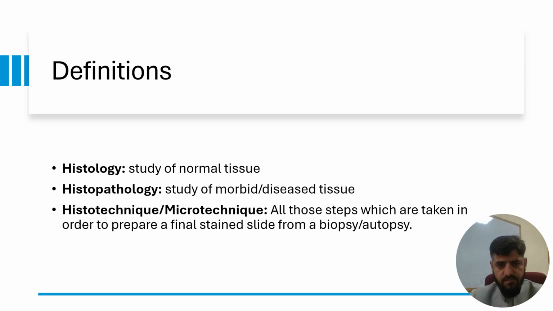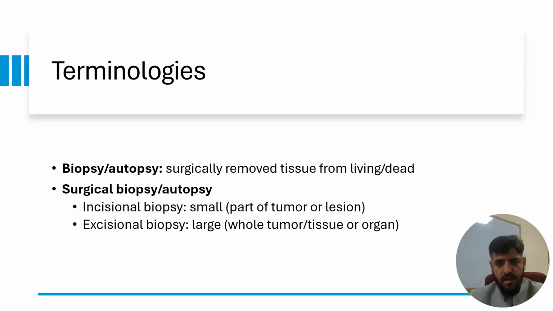It is a set of techniques which are used in order to prepare a final stained slide from a tissue, that may be a biopsy, that may be an autopsy. These are some of the basic terminologies which are used in histotechnique and histopathology as well. So first is the biopsy or autopsy. Biopsy is any tissue which is surgically removed from a living organism, while autopsy is a piece of tissue which is surgically removed from a dead body.